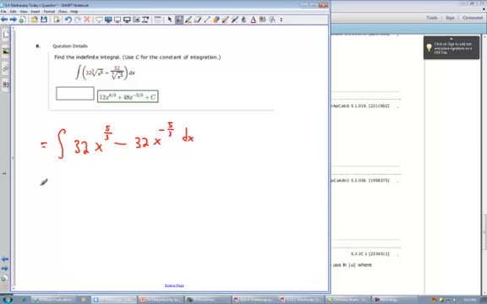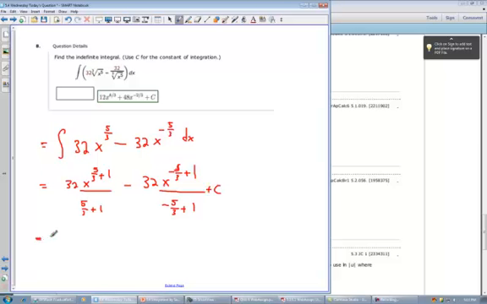All right, now I'm going to integrate. So to integrate, I add 1 and divide by it. So I have 32 x to the 5/3. I add 1 and divide by it. All right, so 5/3 plus 1. Minus, I have 32, and I add 1. So I have x to the negative 5/3. I add 1, and I divide by it. And of course, I have plus C.